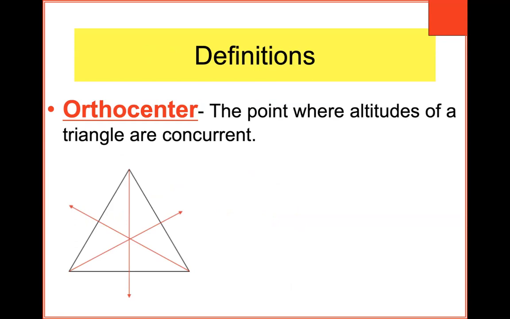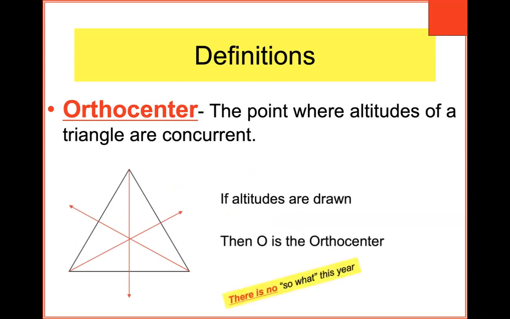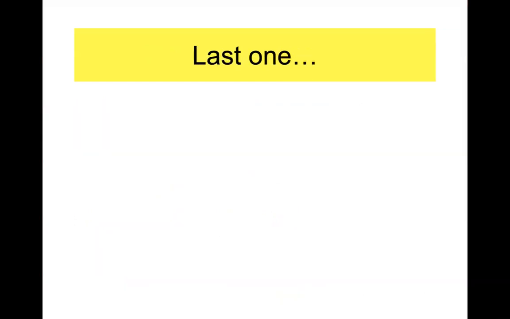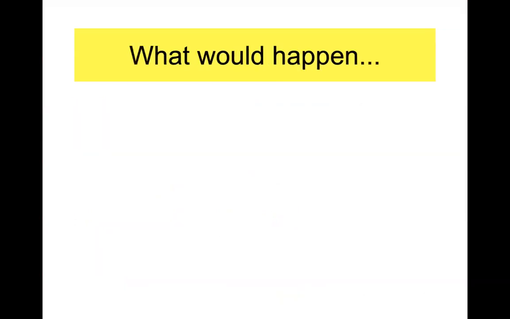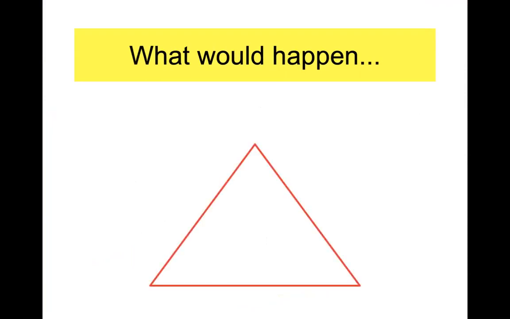All right, that one was easy because there isn't really a so what this year. So the altitudes are drawn. There is no so what about this. It's just that it's the orthocenter. All right, last one. What's left? We've done perpendicular bisectors. We've done angle bisectors. We just did altitudes. There's one thing left that we can do with a triangle with corners and sides. And you have to reach way back for this one.